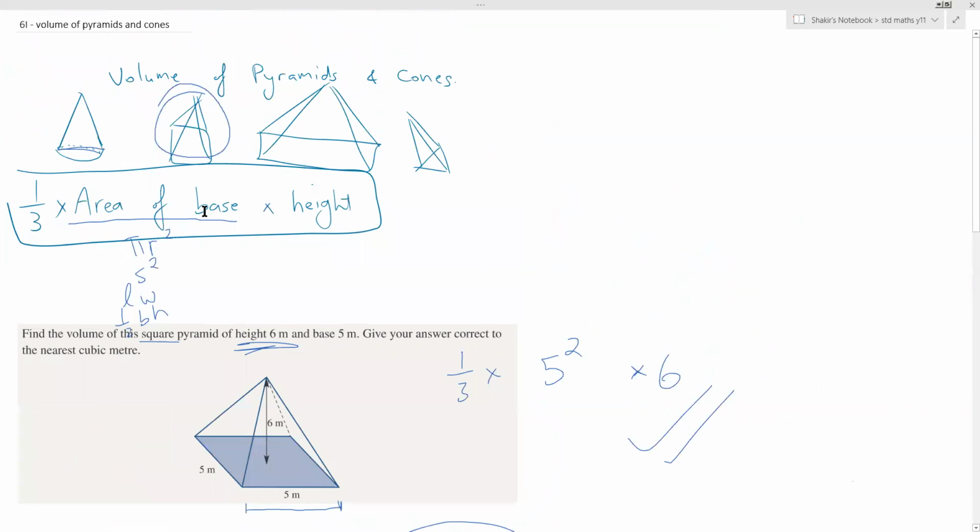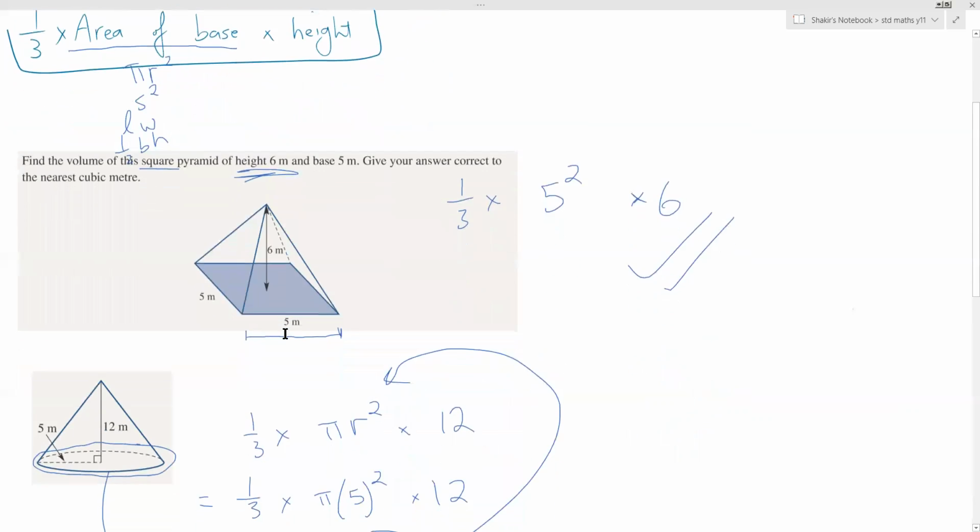If it's a circle, the area of the base is pi r squared. If it's a square, s squared. If it's a rectangle, length times width, whatever you want to think of it as. And if the base is a triangle, half times base times height will get you the area of the base. And then you apply this formula.